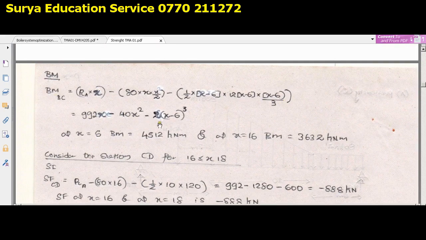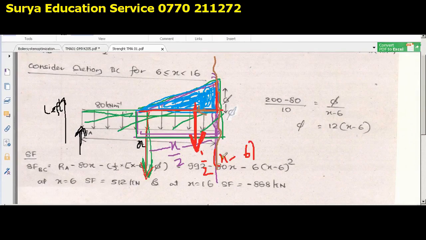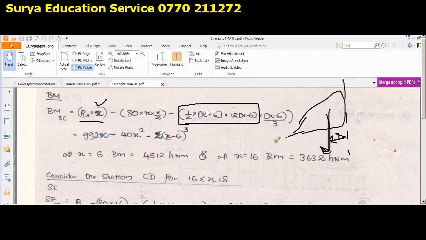992x minus 40x squared minus twice (x minus 6) to the power 3. So carefully put the values, very carefully, guys. Because you know the limit, when you put x equals 6, you will be getting bending moment 4512, and when you put x equals 16, the next limit, you will be getting the bending moment like this, right?